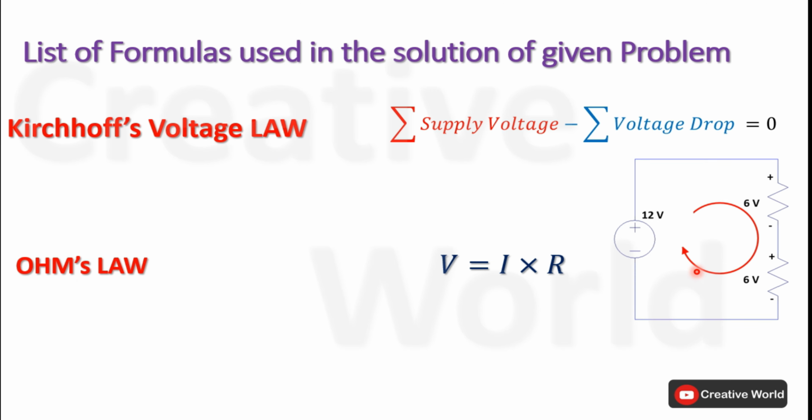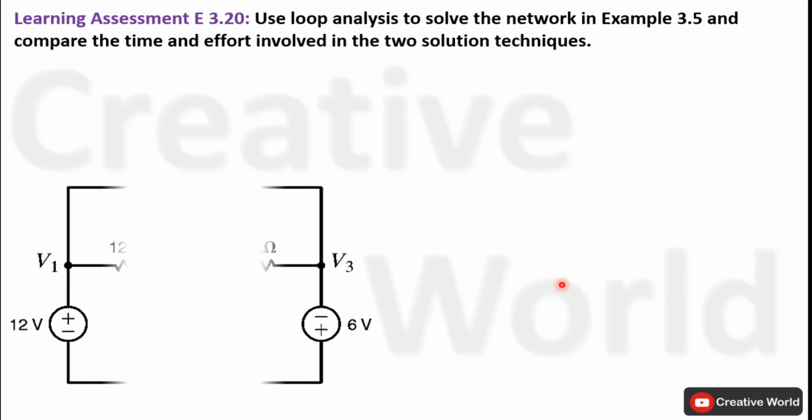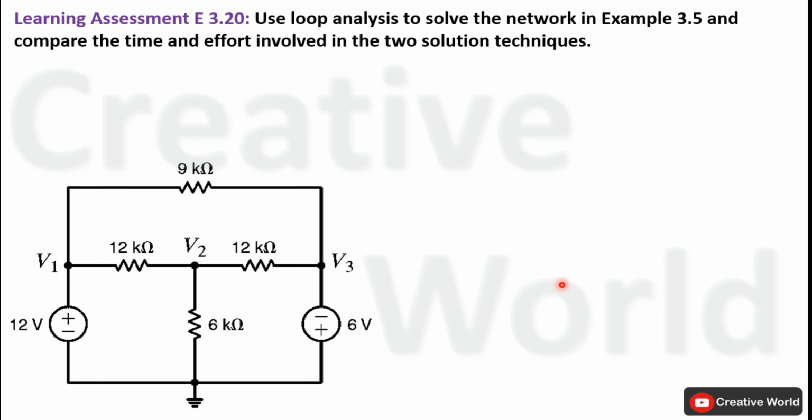According to this law, voltage across any resistance R is the product of current through it and the value of resistance itself. Now move towards the problem. Learning assessment E3.20. Use loop analysis to solve the network in example 3.5 and compare the time and effort involved in the two solution techniques. You may see the solution of example 3.5 in the book. Now we have to solve that same example using loop analysis technique.